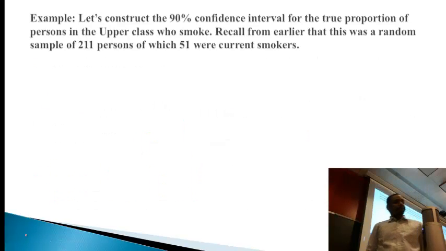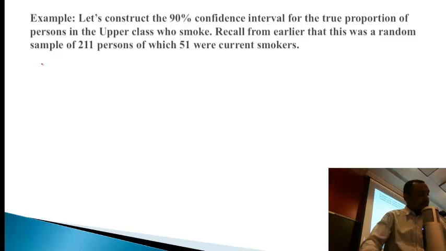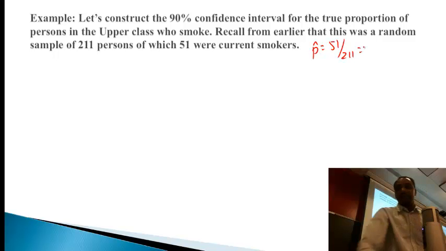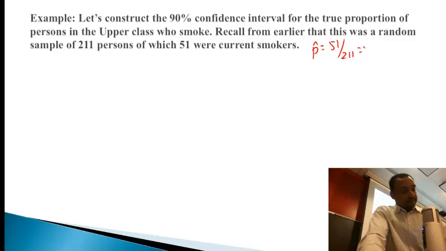All right, so let's construct the 90% confidence interval for the true proportion of persons in the upper class who smoke. Recall from earlier that this was a random sample of 211 persons, of which 51 were current smokers. We did that earlier, and we had p hat equal to 51 out of 211, which is like 24%, right? 24.17.